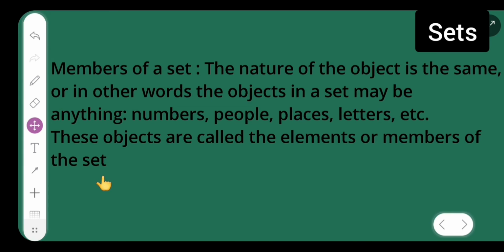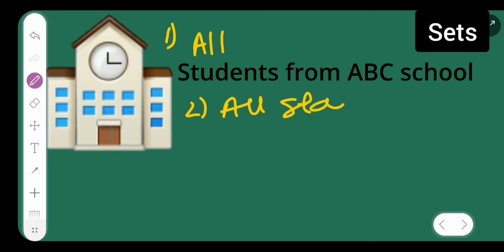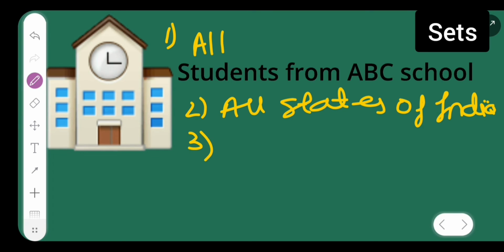For example, these are some examples. The first example: all students from ABC school. The second example: all states of India. Then the third: all rivers of India.